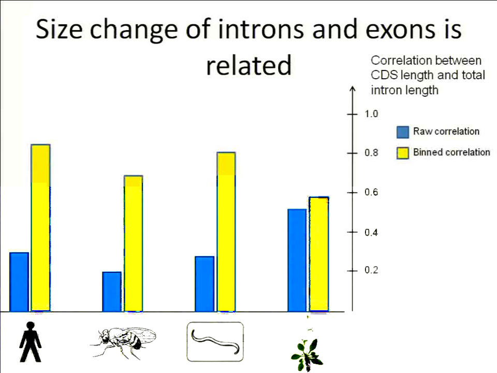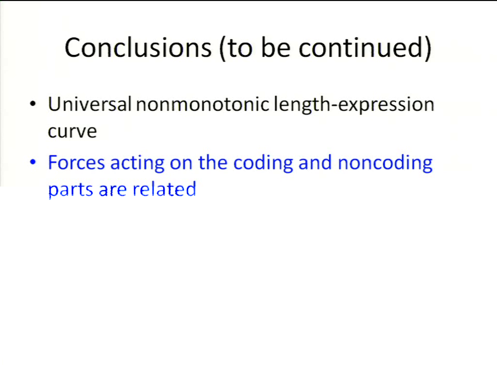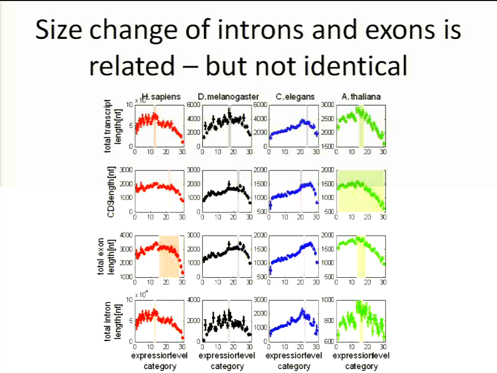You measure the correlation between the different expression categories, and what you get is this. The increase in correlation is statistically significant in human, in Drosophila, and in C. elegans. You also see an increase, although it is not significant, for Arabidopsis. And what it tells you is that coding and non-coding parts of the gene increase and decrease their length in a coordinated fashion. So they increase together. There is some coordination, but the way that they do it is not identical.